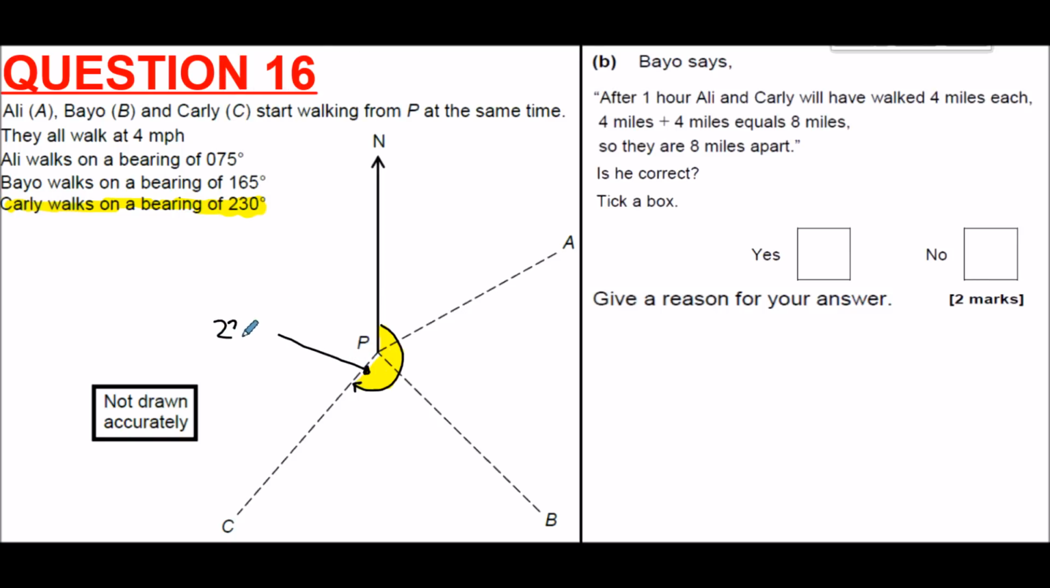So that's 230. The next one we can consider is Bao's. Now, Bao is represented by a B. So Bao's walking on a bearing of 165. And so for Bao, from north all the way to here will be 165 degrees. So if I just highlight this in green for Bao, we can say that's 165 degrees.